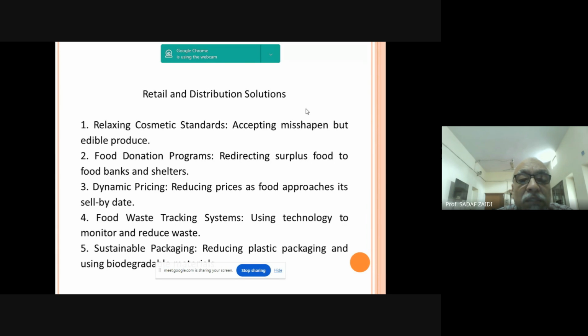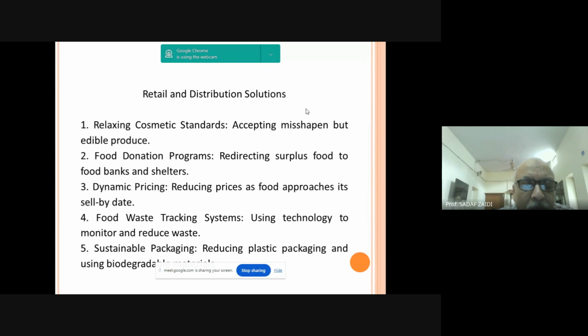Retail and distribution solutions: you can relax cosmetic standards, and have food donation programs. Have you heard of the roti banks? Additional rotis which you have in your house, you can donate to the banks, and those banks provide those rotis to people who do not have them. That way they are reducing food waste.